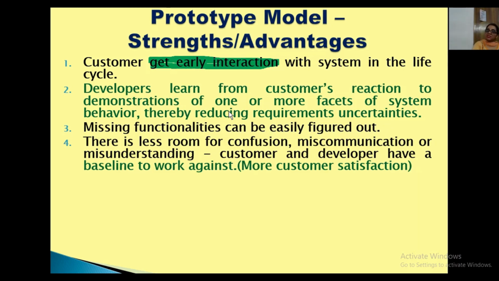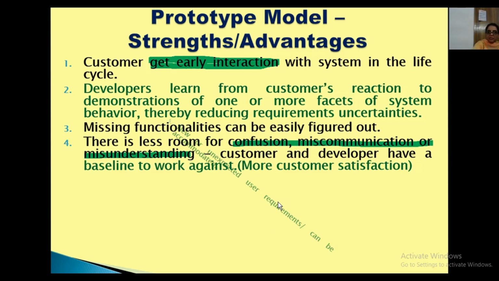More customer satisfaction is achieved here. Here in this model, the target is to achieve customer satisfaction. Customer is interacting one-to-one with the system or with the prototypes. That is why there is less room for confusion, miscommunication and misunderstanding. And here customer and developer have a baseline to work against.